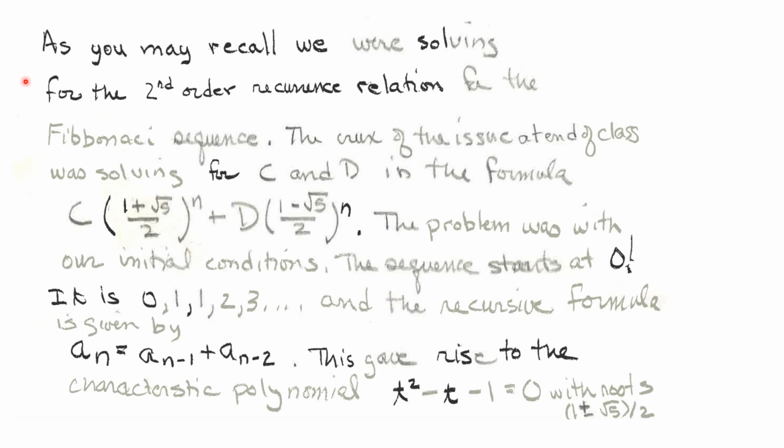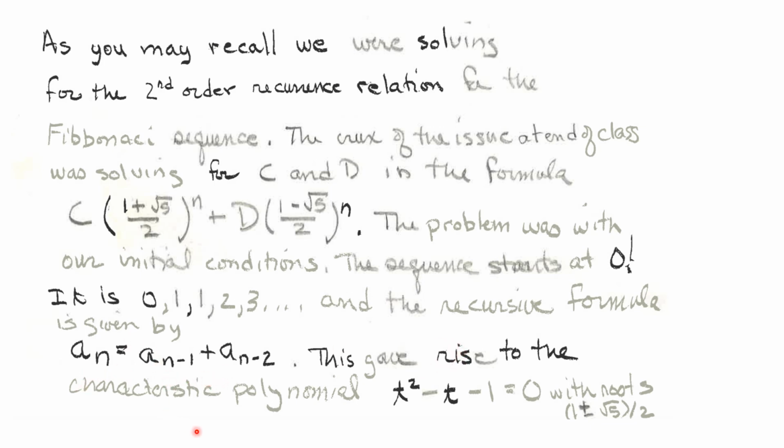As you may recall, we were solving for the second order recurrence relationship for the Fibonacci sequence. And the crux of the issue at the end of class was we were solving for the coefficients C and D in this formula. And this was a formula that we had derived. And we started by considering the recurrence relationship a_n is equal to a_{n-1} plus a_{n-2}.